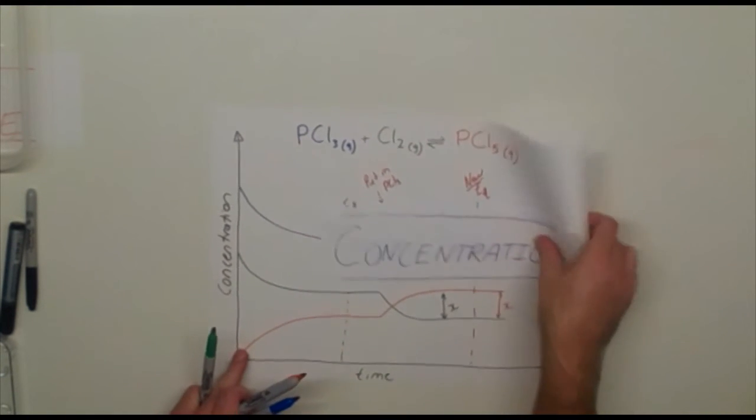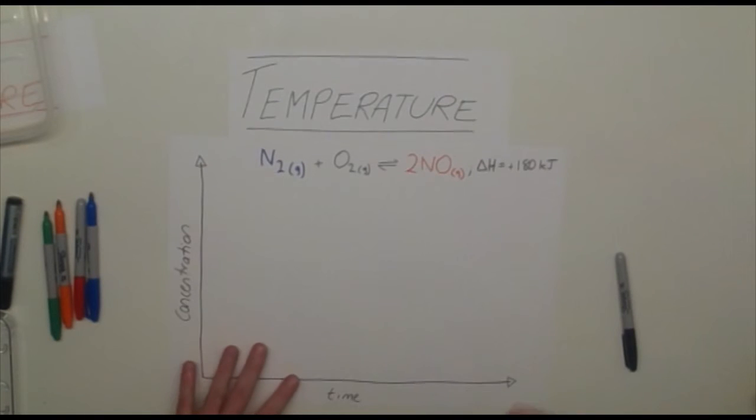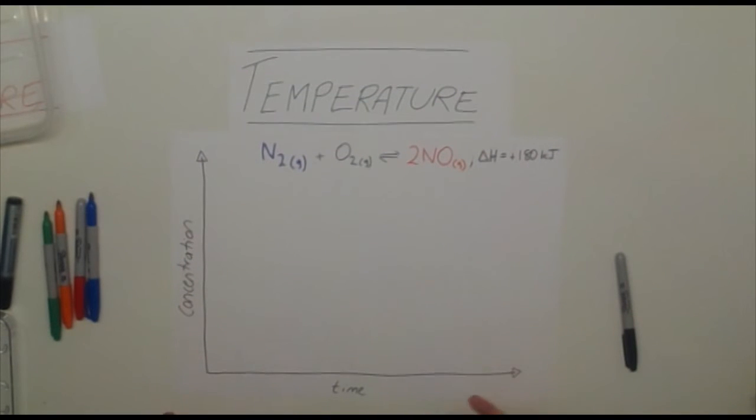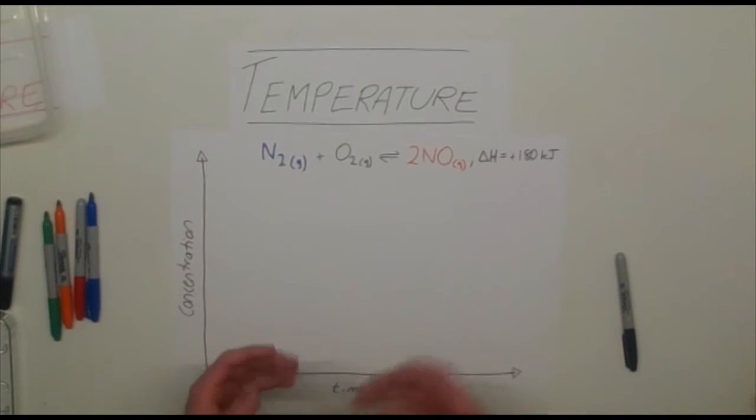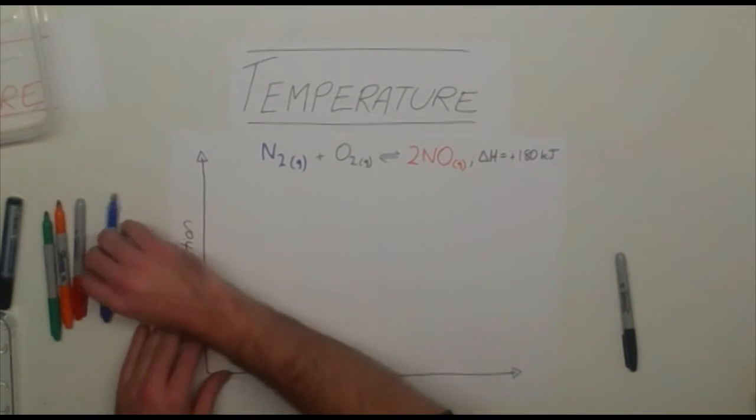Alright, the final one I'm going to look at is temperature. So with temperature, what you need to understand is that if you increase the temperature, you're obviously going to favour an endothermic reaction. Okay, so endothermic reactions are ones that require energy or take energy in. So if you're increasing the temperature, you're increasing the energy, which means you're going to favour the forward reaction.